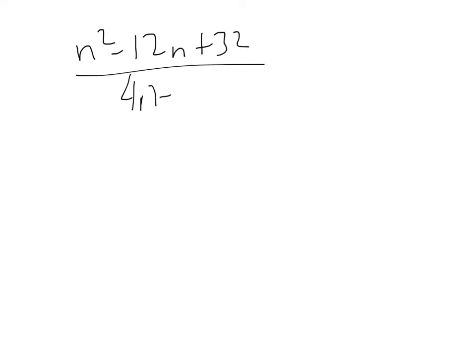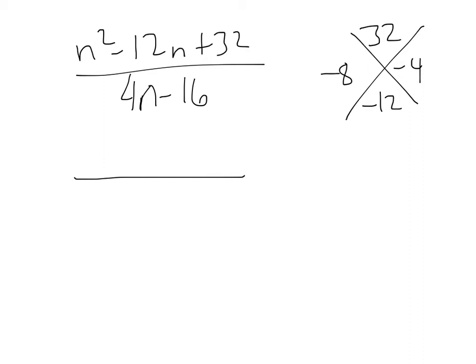This next example is going to be just a little bit different. Let's say I have n squared minus 12n plus 32 divided by 4n minus 16. Now the difference in this one is it's not all about GCFs this time. My numerator can be factored using the AM method or reverse FOIL, where I need to multiply to 32 and add to negative 12. And that's going to be negative 8 and negative 4. So my numerator is factored into n minus 8 times n minus 4.